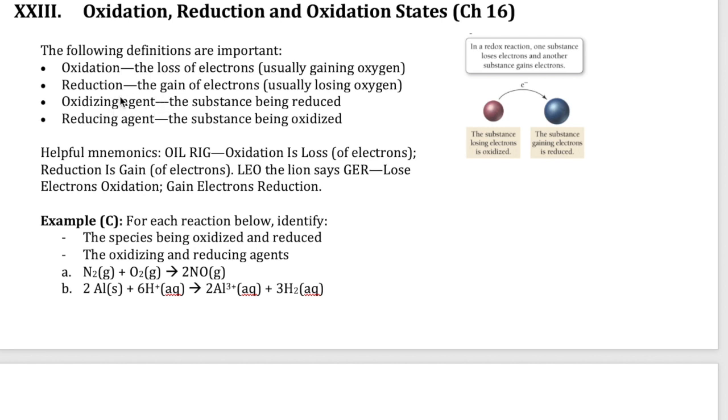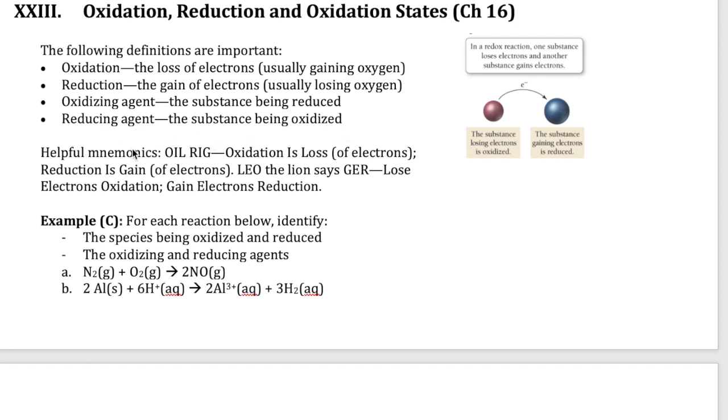Okay, so when we use the word agent, we're referring to the specific reactant that's causing something to occur. So an oxidizing agent is a reactant that causes something else to be oxidized. So the oxidizing agent itself is reduced. The reducing agent, on the other hand, is something that's causing another reactant to be reduced. So the reducing agent itself is oxidized.